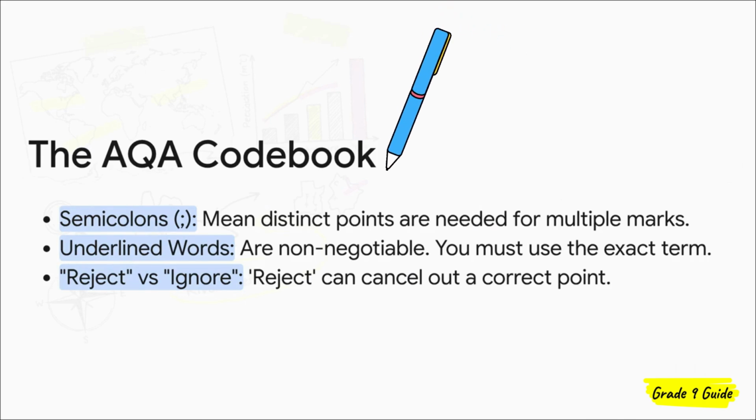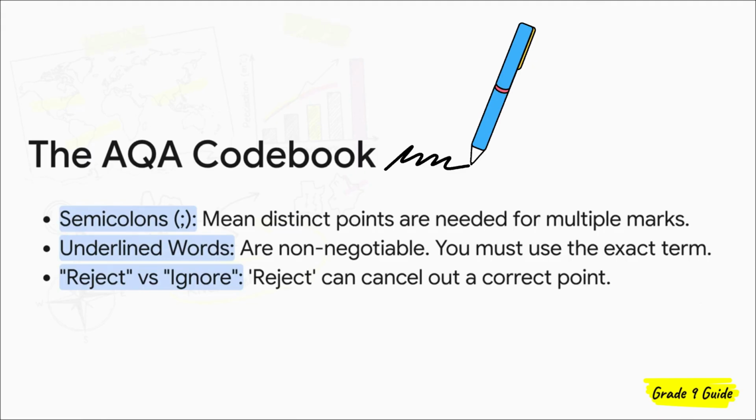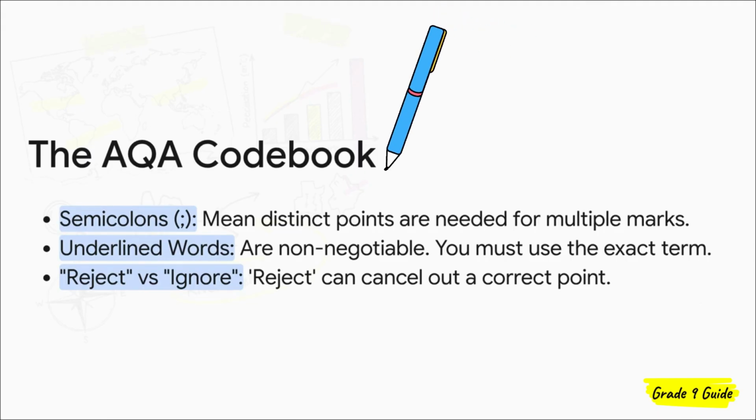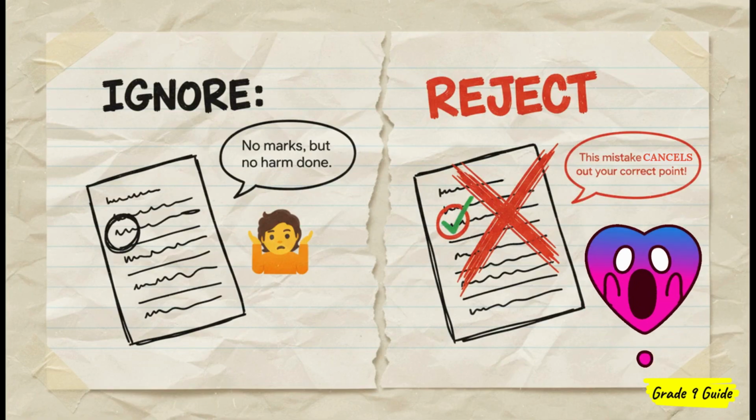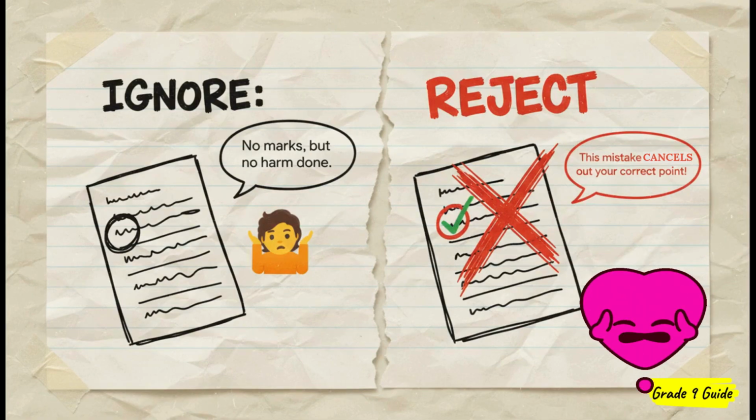And underlined words, these are non-negotiable. I mean it. If AQA underlines natural increase and you write population growth, guess what? You score 0. And you've really got to pay attention to reject versus ignore. Ignore just means, okay, no marks, but no harm done. Reject, on the other hand, means you've said something so geographically wrong, it might actually cancel out a correct point you made somewhere else. It's dangerous.